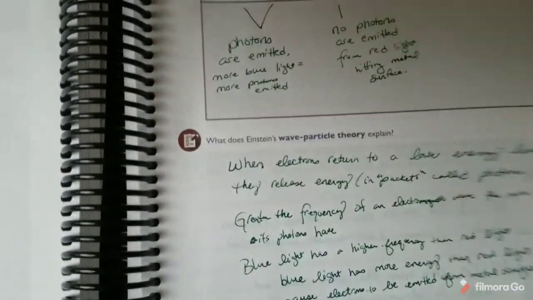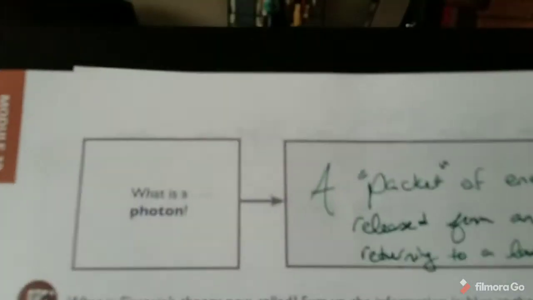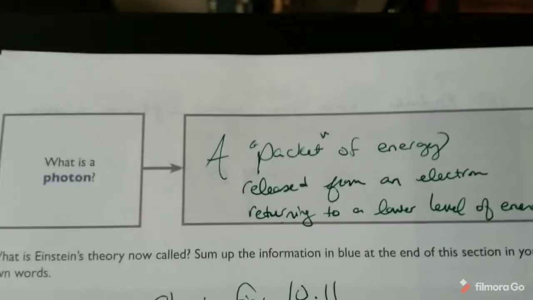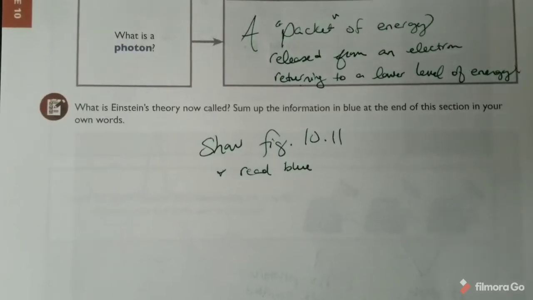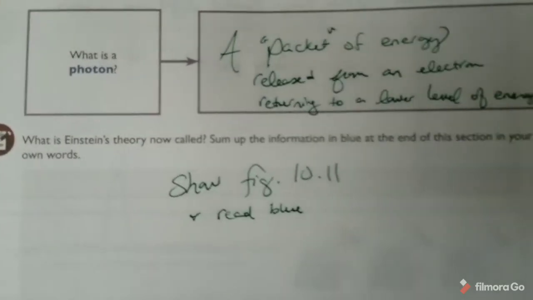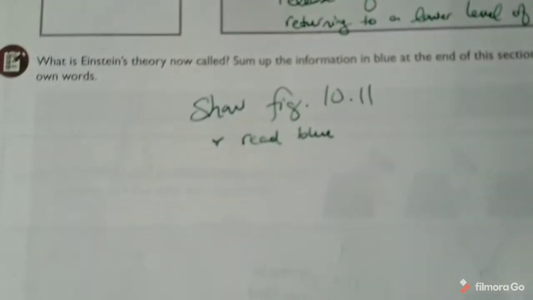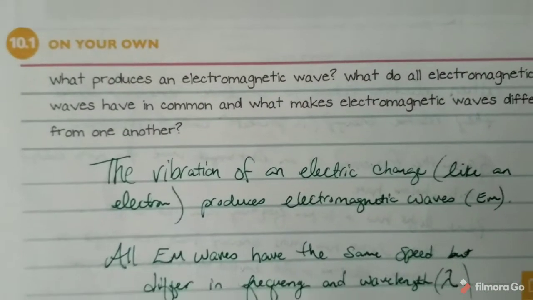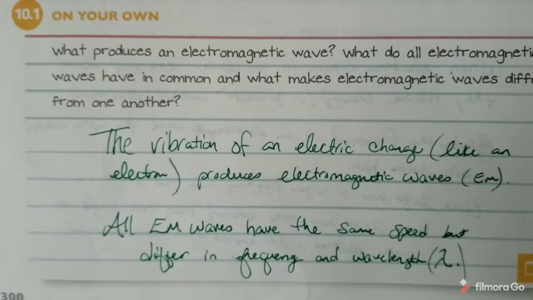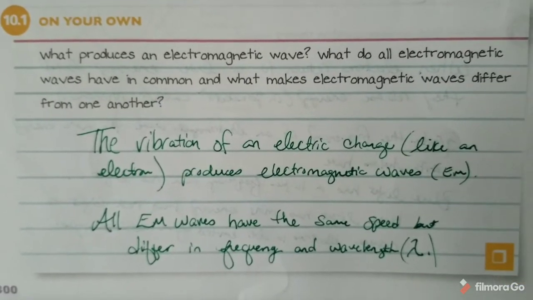All right, moving on. Let's see here. So we talked about all of that. Photons are packets of energy released from electrons. I already talked about Einstein's theory, and we're going to come down to the on your own questions, okay? So what produces an electromagnetic wave? There's lots of questions here.